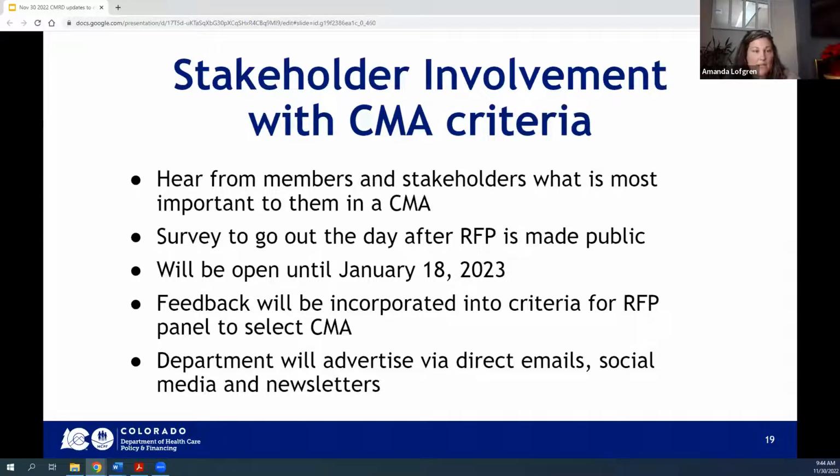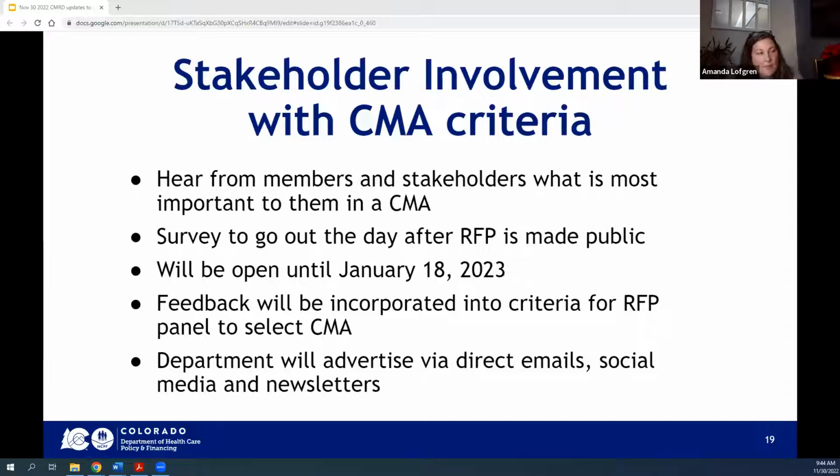And so I think we've come up with a really good solution that incorporates a broad perspective to be able to incorporate that feedback. What we're going to do is put out a survey the day after the RFP is released for stakeholders to respond to about what you're looking for in your case management agency. And then we'll take all of the feedback that we received from this survey and create a criteria for the review panel to use to make a decision about which agency is the best fit for the case management agency in their area.